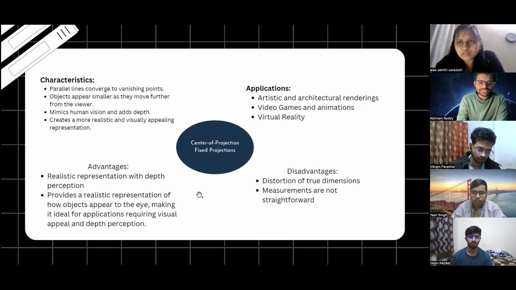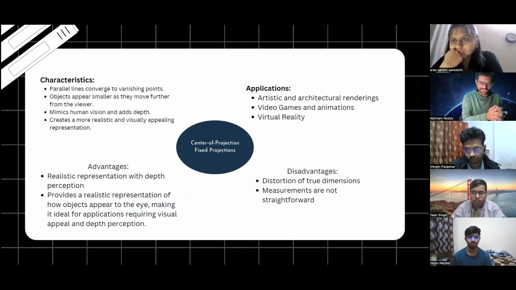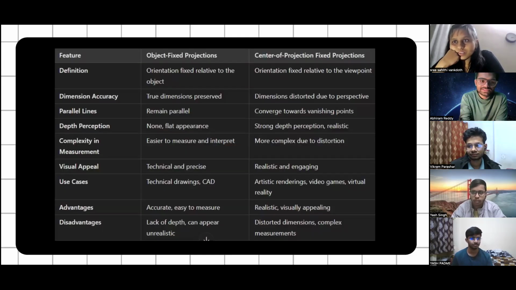And coming to the advantages, as I said, it realistically represents a scene along with its depth perception. Because of that, the modeling appears true to life because of the added sense of depth. But the disadvantages, as I said, the object gets distorted from its true dimension. That is, you cannot actually gauge the absolute size of the object, as it is distorted due to the increasing distance between them. So the measurements are not straightforward as well. So that is about it. And next slide.